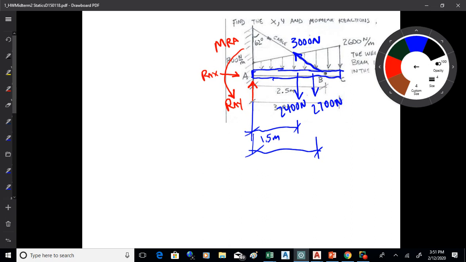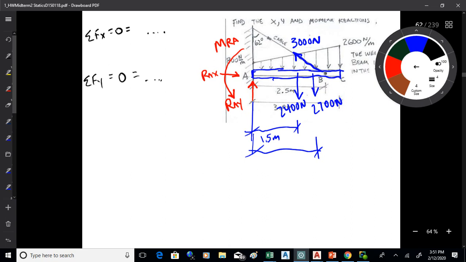Okay. So you're going to go sum of Fx and set that equal to 0, and run that. You're going to go sum of Fy and set that equal to 0, and run that, and then you're going to sum moments. Normally on these cantilevers, I sum moments about the point where the reaction is. So this would be about point A, and that will equal 0. And what are we going to have there?